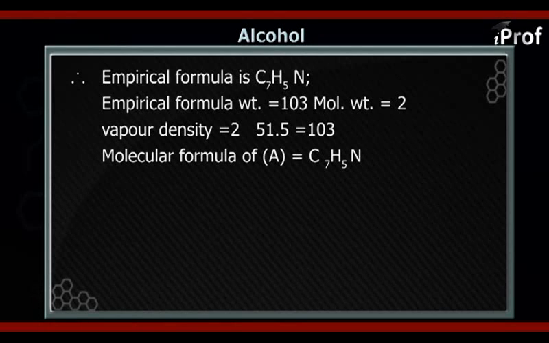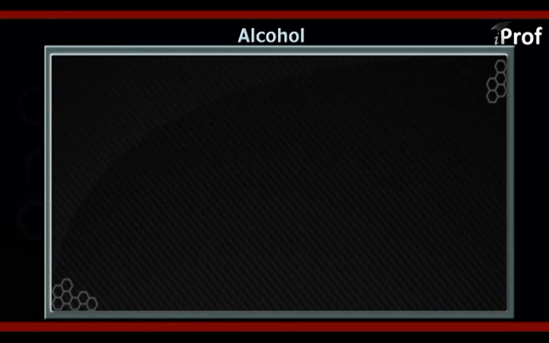...mass of hydrogen and 5 is the number of hydrogen atoms in the compound, plus the atomic mass of nitrogen, that is 14. So when you solve this, what you will get, the empirical formula mass is 103.